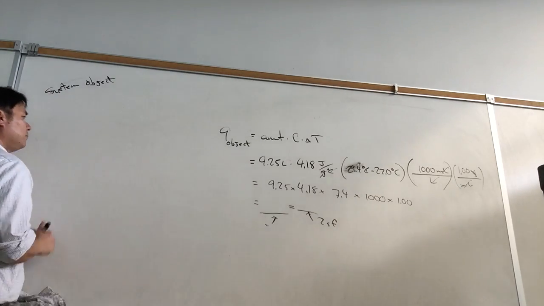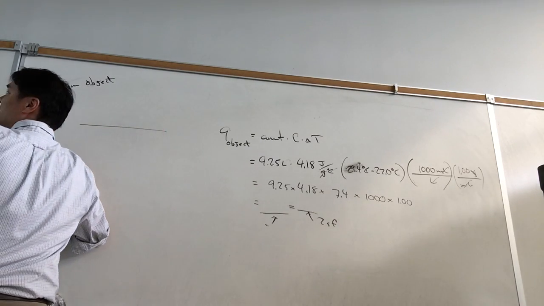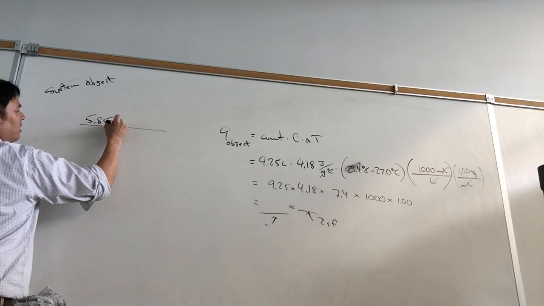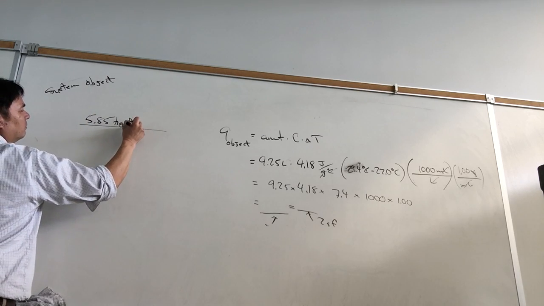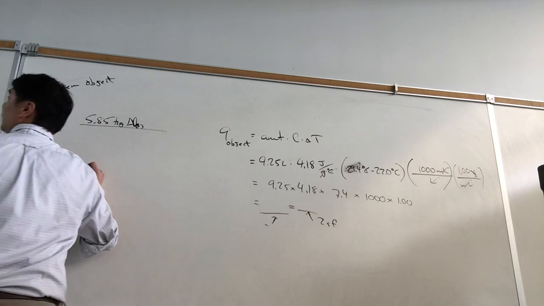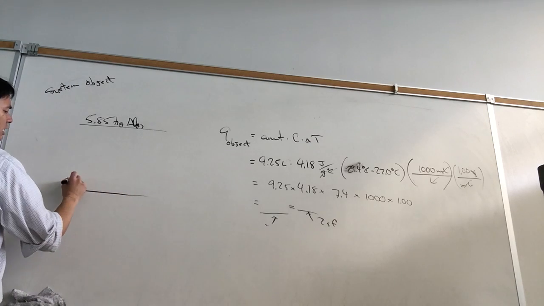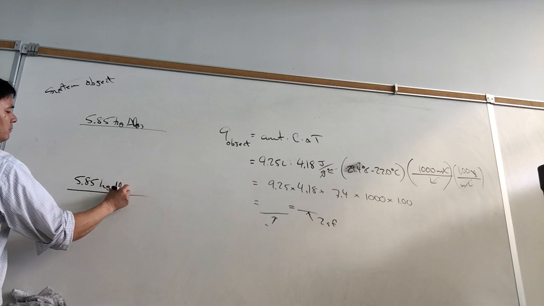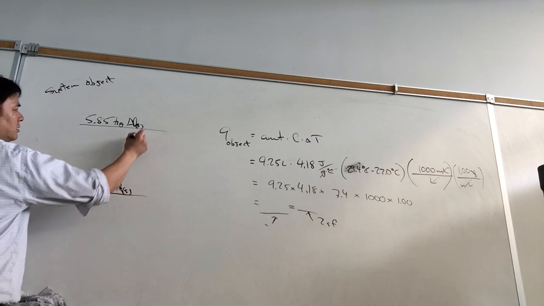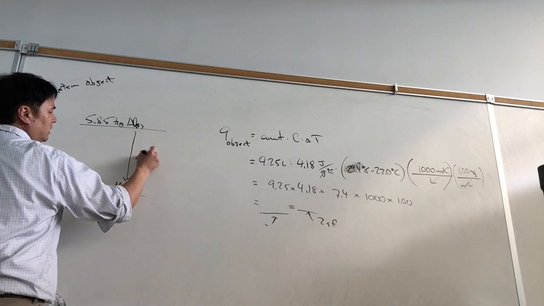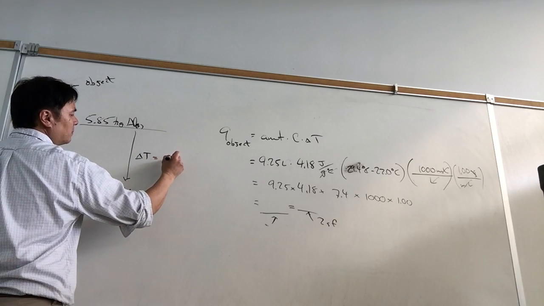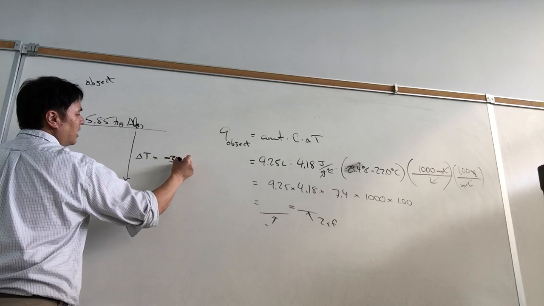But in part B, again, we have an object. It's going to be a 5.85 kilogram bar of aluminum. So we've got 5.85 kilograms of aluminum solid, initial and final. And the temperature drop here, the delta T is equal to 33.5. Well, if we're losing temperature, this is going to be minus 33.5 degrees C.